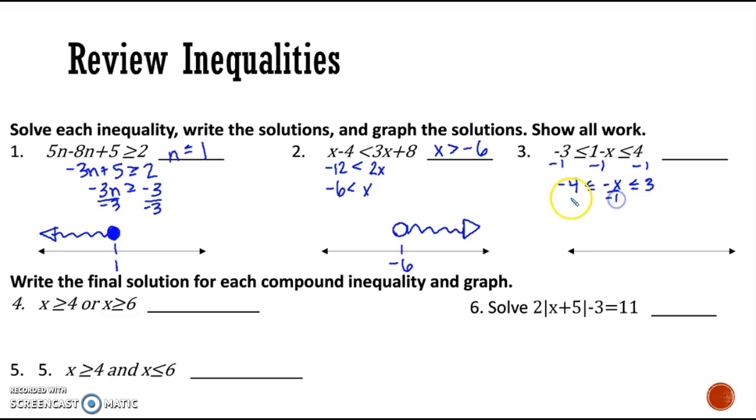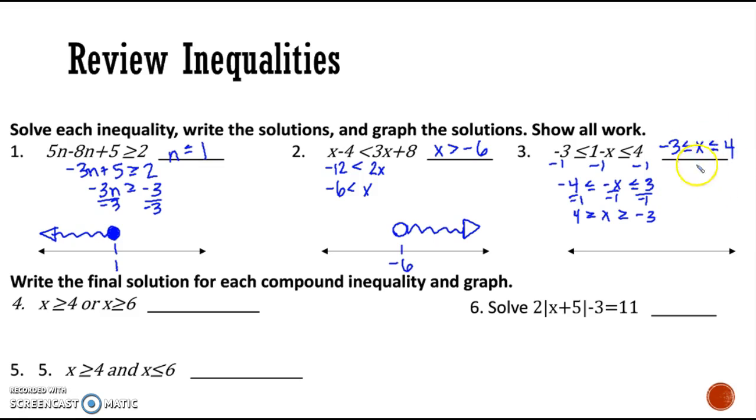Then divide by a negative 1 and divide everything. Remember, when you divide by a negative, you flip all of your signs. So that means I'm going to make this a positive 4 greater than or equal to x greater than or equal to negative 3. And just to have good math grammar, we want to write it with less than signs. So we want to start with the smallest boundary to the biggest. So I'm going to say negative 3 less than or equal to x less than or equal to 4.